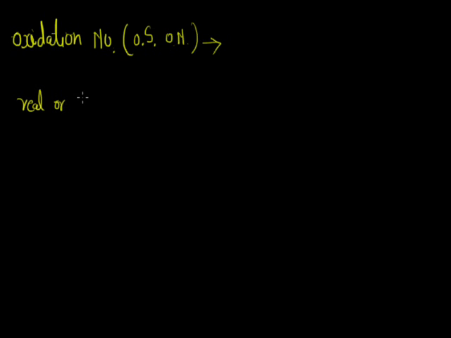Hello students, today we are discussing oxidation state or oxidation numbers. First we will discuss the meaning of oxidation state or oxidation number. Its shortcut is OS, or it is also called oxidation number. Basically, it's a real or imaginary charge which is present on the different species.